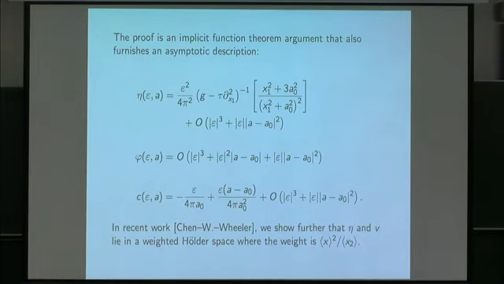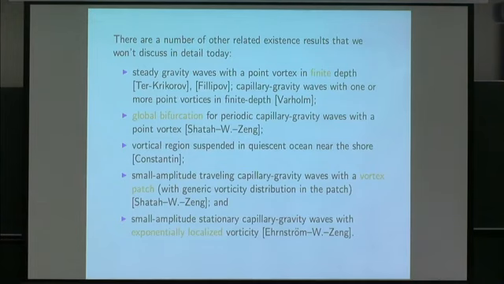And so I don't think you can do better than that. Okay, so as I said, existence theory isn't the main focus for today, but I do want to mention some other things that have been done in this area. There are much earlier studies of steady gravity waves with a point vortex in finite depth by Krikharov and two papers by Filipov. And also, capillary gravity waves with one or more point vortices, in finite depth, was done recently by Verholm. We actually have a global bifurcation argument for the periodic case for capillary gravity waves with point vortex.